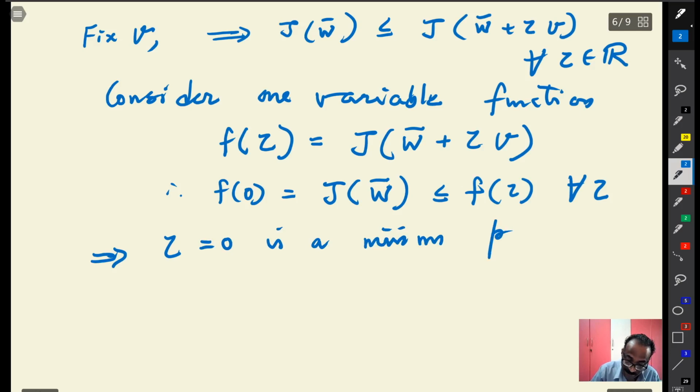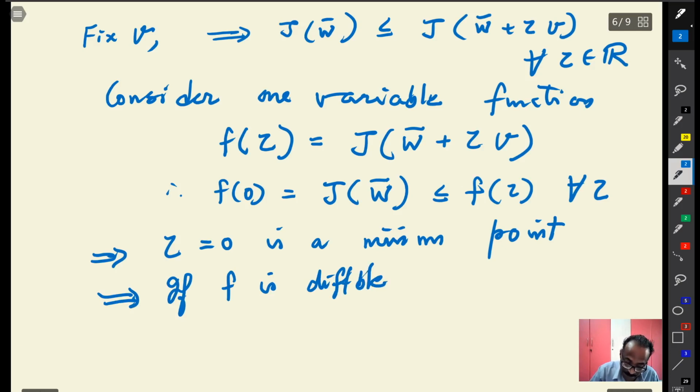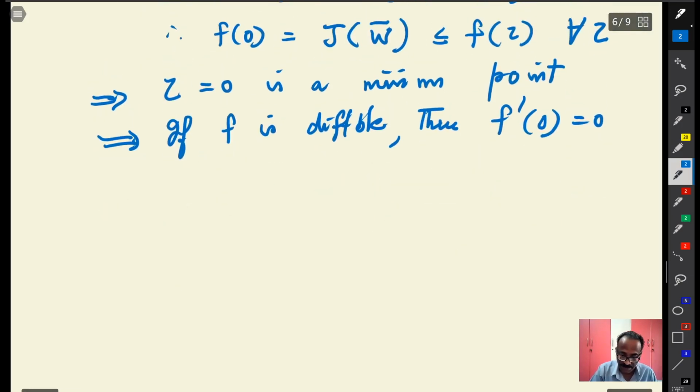point, a one-dimensional minimum point, and that implies, if f is differentiable, of course we will show that f is differentiable, then f prime of 0 equals 0. So I will do something in between. We want to compute f prime of tau.